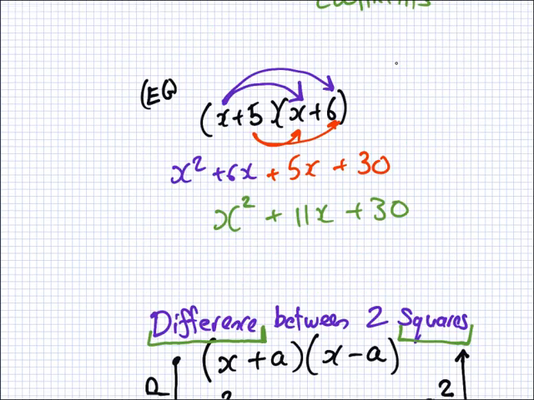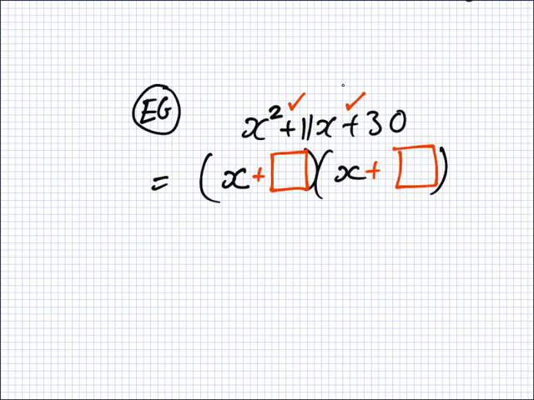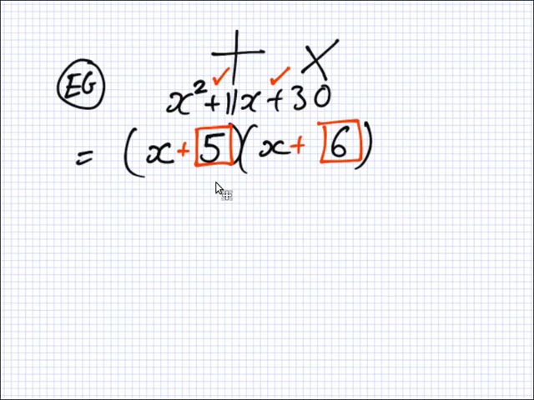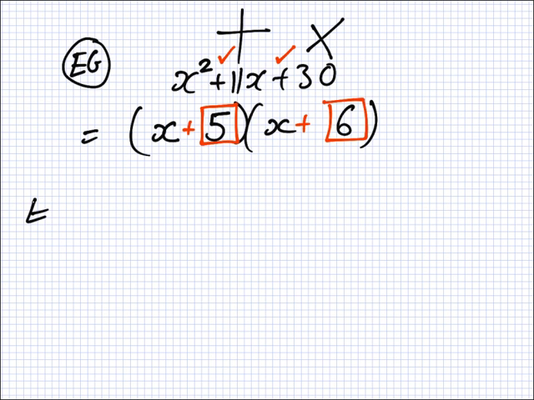So do you notice here, this 30 is because of 5 times 6. And this 11 is because of 5 plus 6. So our job now is, can we think of 2 numbers which multiply to make 30, but add to make 11? 5 and 6, yeah. Okay, so that's fine. Right, let's look at a harder one now.